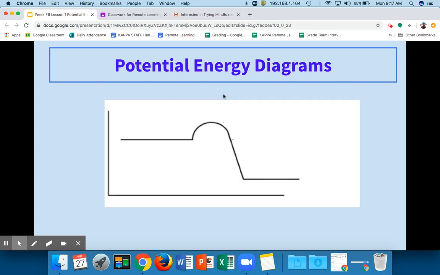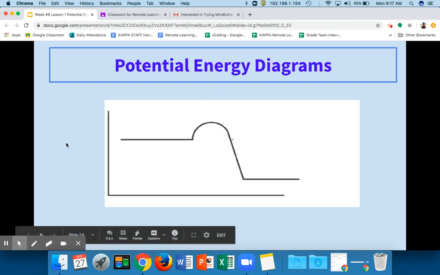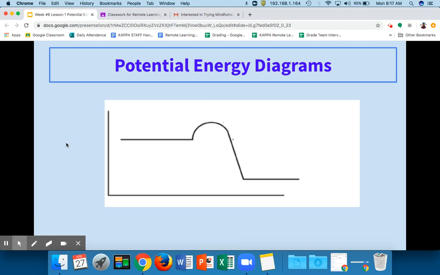So that looks like this. Now, in your notes, write down this graph. It doesn't have to be perfect. We're going to go through and label the different parts of this graph.